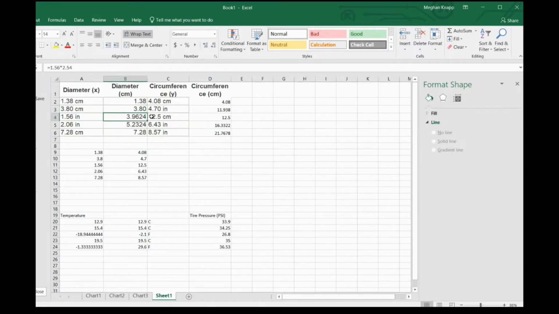The next one, we have too many digits, and so we can move that back by clicking on the other button. So that's going to get us the correct number of significant figures, and I can do the same thing in this column with my circumference.